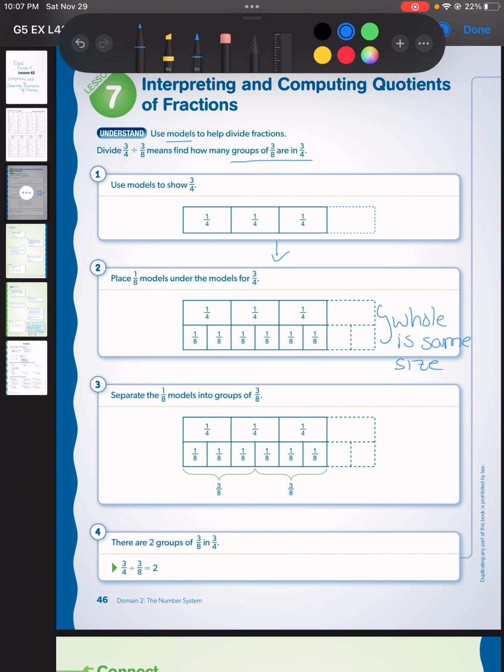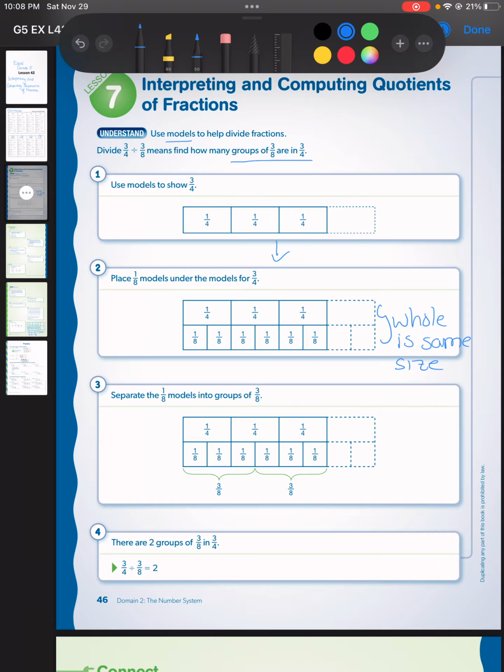We have a fraction bar, we're dividing it into fourths. Right under the model for 3/4, you want to show kids how to put 1/8 models directly under 3/4, to make sure they're able to compare well. What's important is that the whole is the same size. So it should not look any different. It should be the same size.